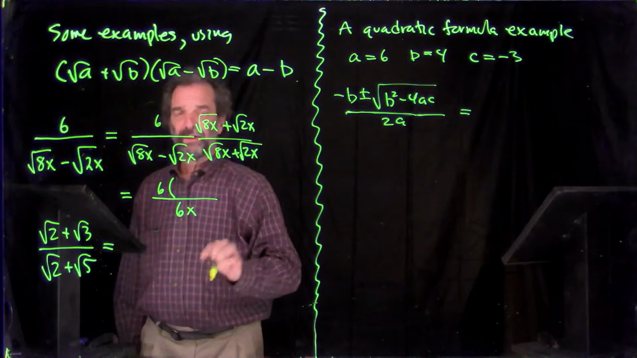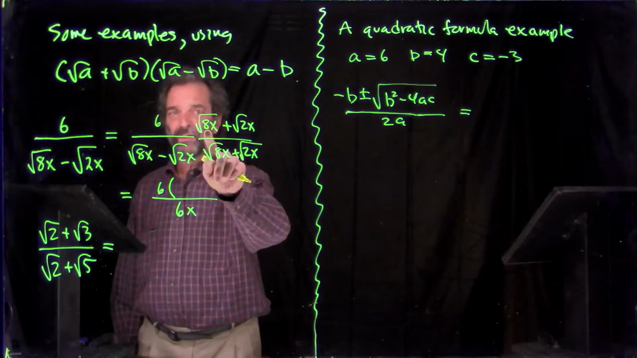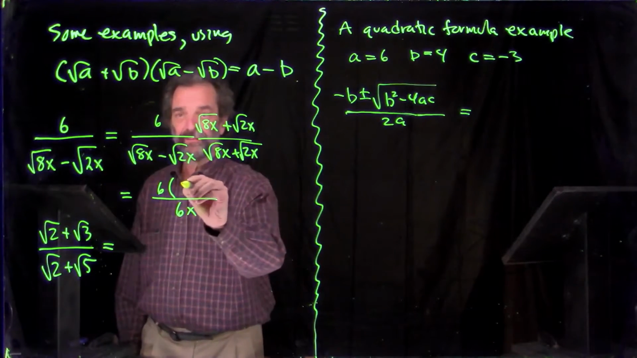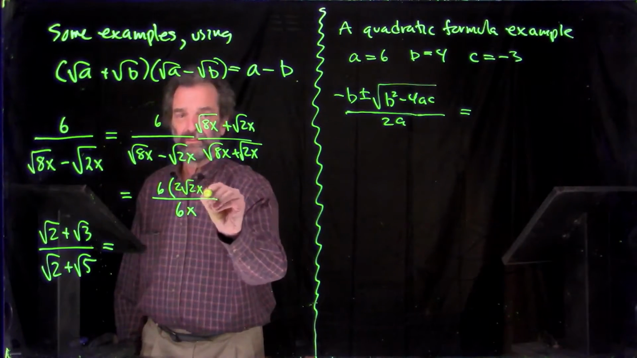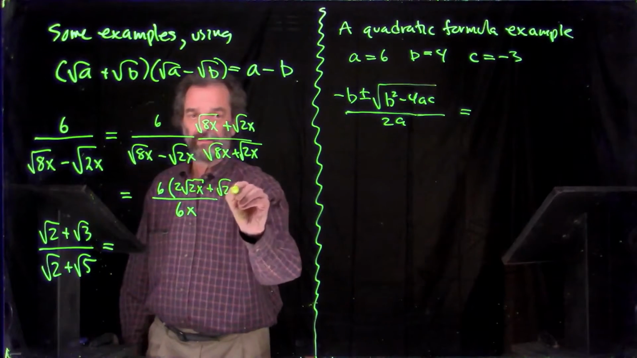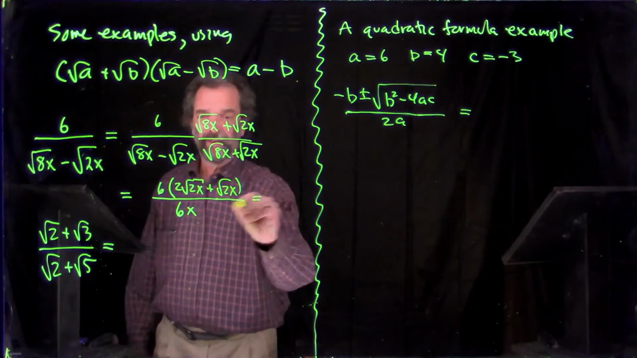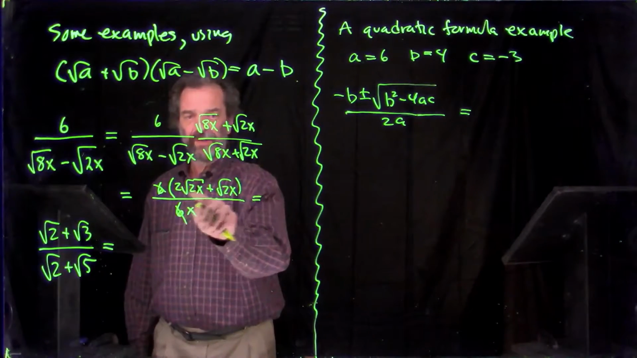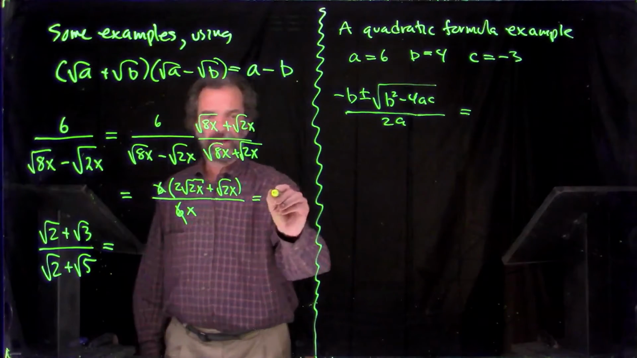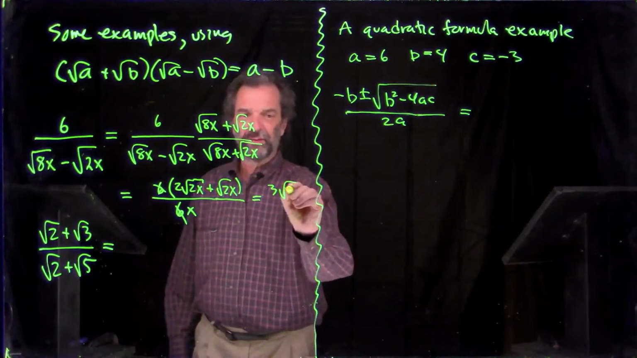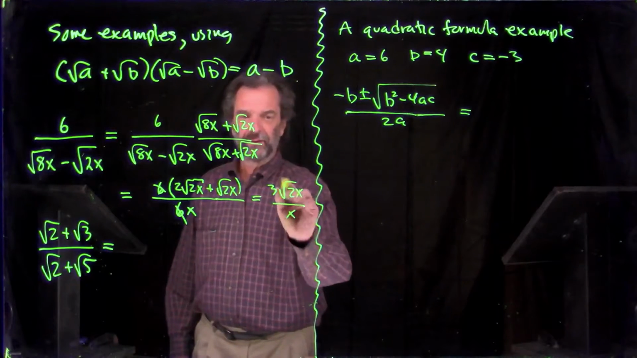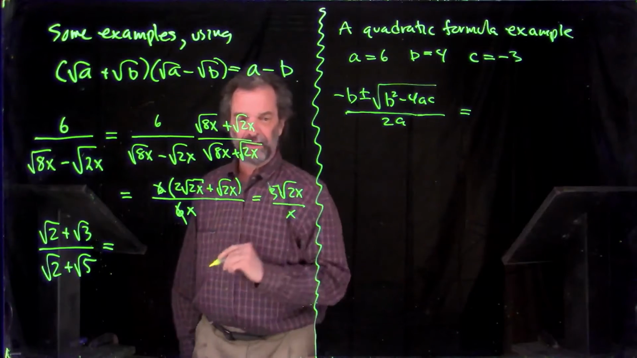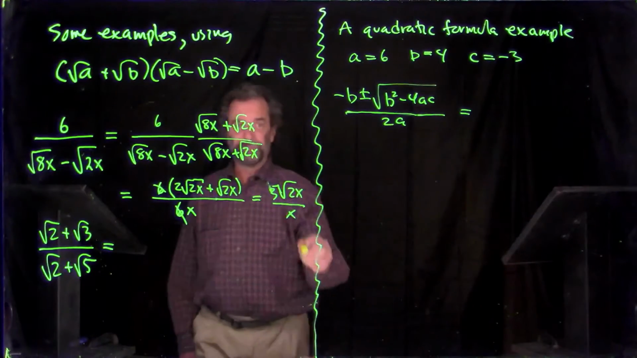Oh, wait a second. Root 8x is 2 times the square root of 2x. So this 6 is canceled. That's interesting. And then I've got these things, I can combine them together to be 3 root 2x. 3 square root of 2x over x. That's 3 times the square root of 2x, over x.